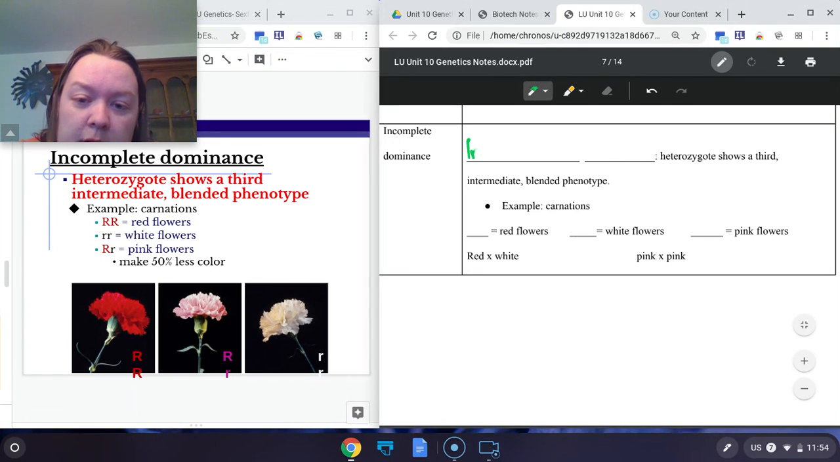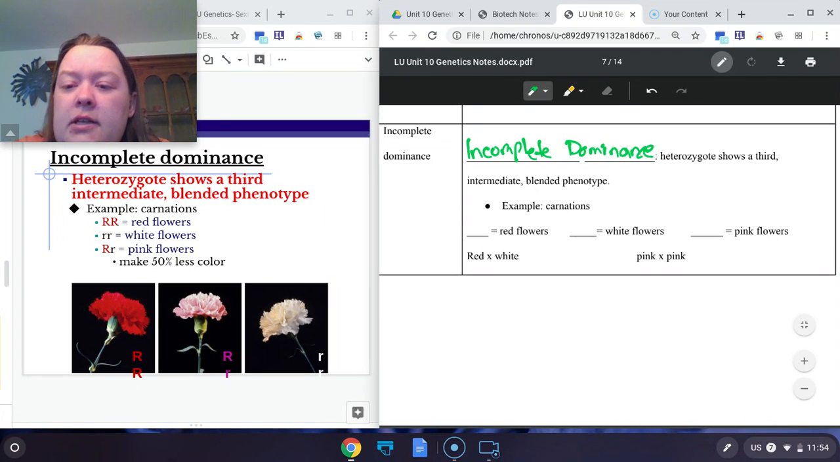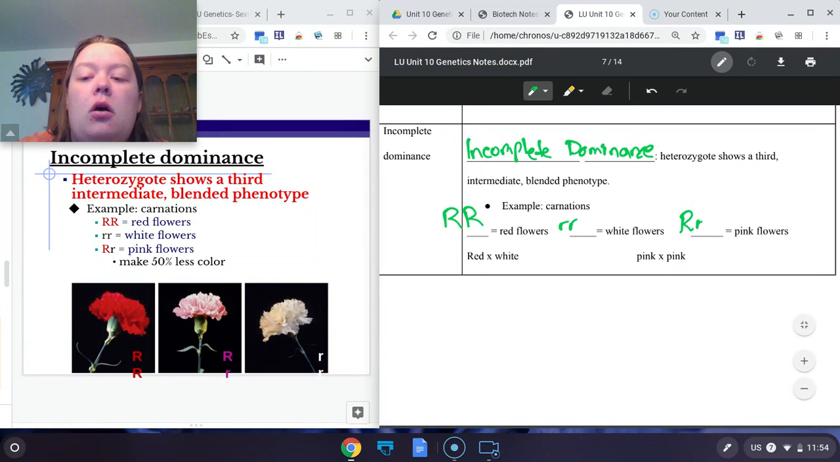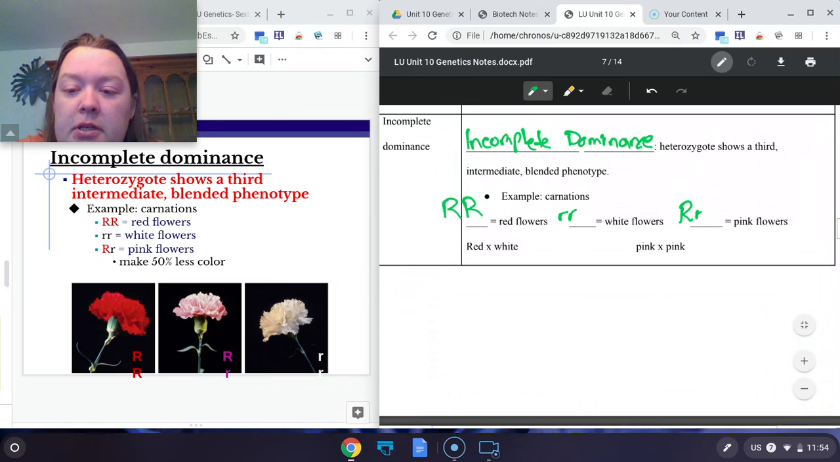So in incomplete dominance, any organism that is heterozygous, meaning they have one of each letter, big R, little r, is going to have a third trait, which is a mix between the two. So in flowers, in carnations specifically, having two big R's would make a flower red. Having two little r's would make the flower white. But the heterozygous flower, the one with the big R and the little r, the color would be mixed and would appear pink.